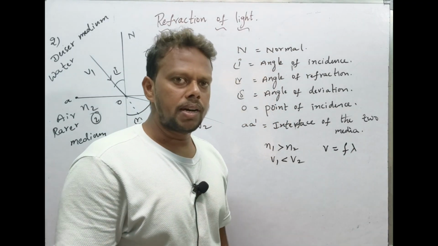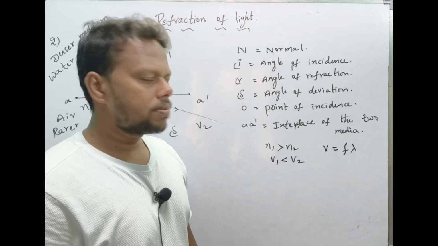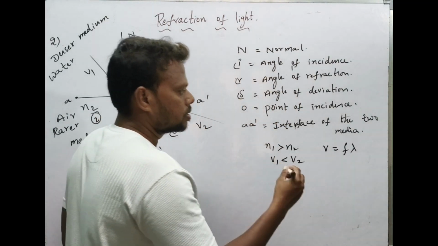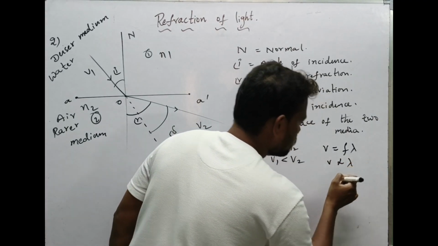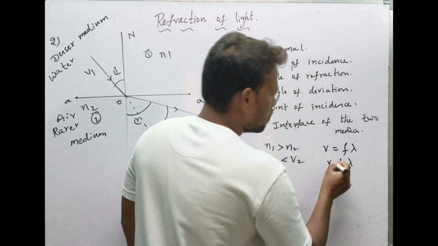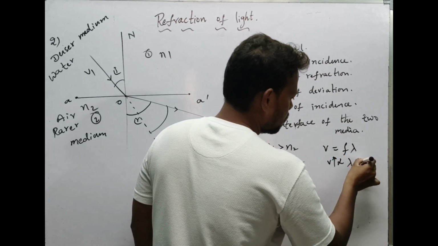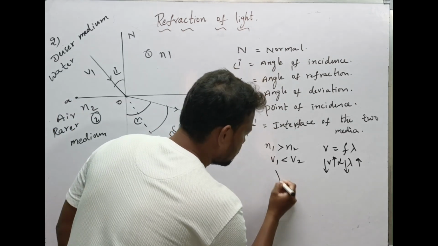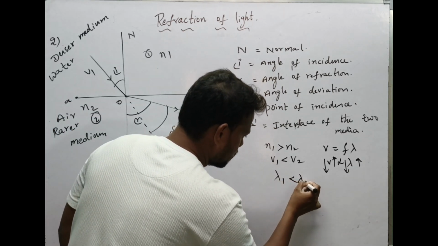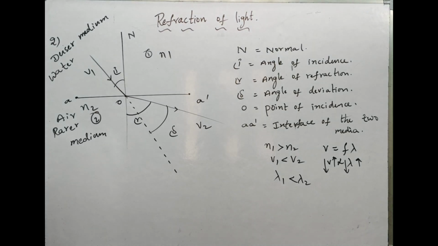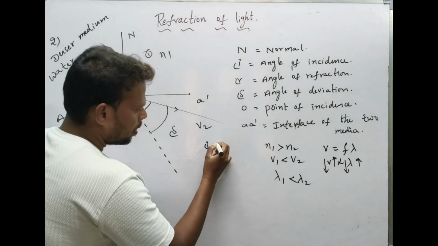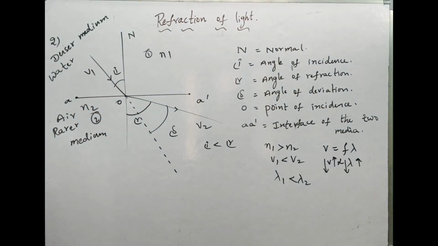where V is the speed of the light, F is the frequency of the wave, lambda is the wavelength of light. Frequency remains constant during refraction, so V is directly proportional to wavelength. More speed, more wavelength, less speed, less wavelength. So lambda 1 is less than lambda 2. By looking at the figure, angle I is less than angle R.